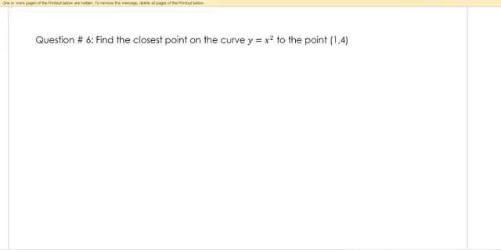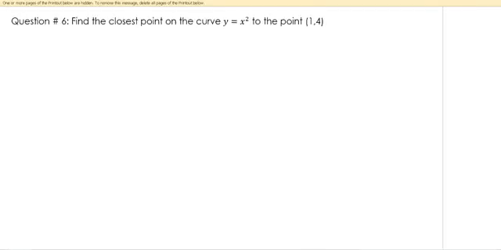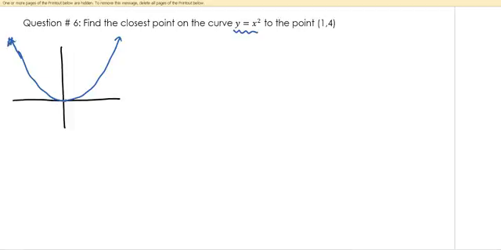Okay, so question number 6. Find the closest point on the curve y equals x squared to the point (1, 4). For a problem like this, let's draw what's going on. This right here is a basic parabola from your pre-calc 11 class. The domain here is all real numbers. And now, where is this point (1, 4)? Well, (1, 4) is roughly, here's 1, so maybe this is the point (1, 4).